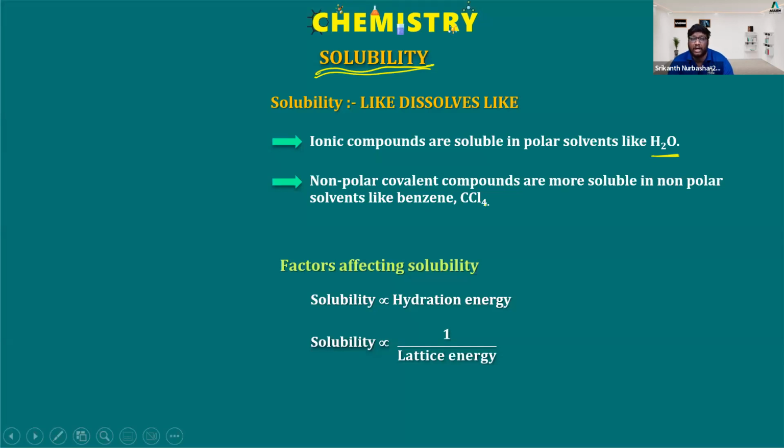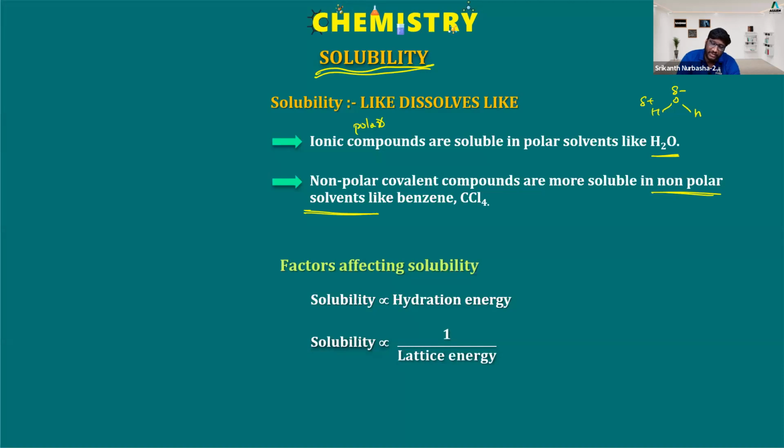Like dissolves in like. Ionic compounds are more soluble in polar solvents because an ionic compound has polar nature, and a polar solvent like water also has partial positive charge on hydrogen and partial negative charge on oxygen. The polar nature of the ionic compound develops electrostatic force of attraction with the polar H2O molecule, and a good electrostatic force of attraction means obviously soluble. Non-polar covalent compounds are more soluble in non-polar solvents like benzene and CCl4. Polar compounds are soluble in polar solvents, and non-polar compounds are soluble in non-polar solvents.